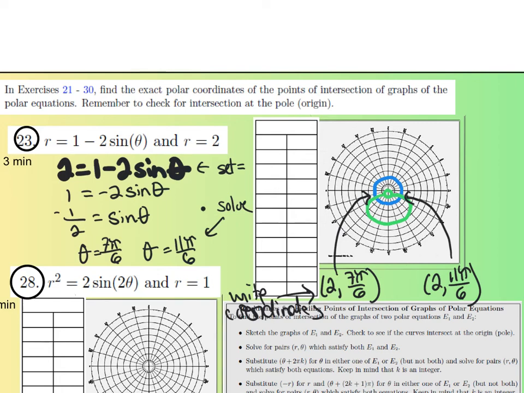Other than that, we have a formative coming up. I'm writing it right now. And being able to graph some points of a polar graph and solve will be on that formative.